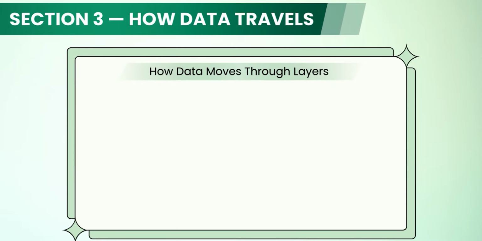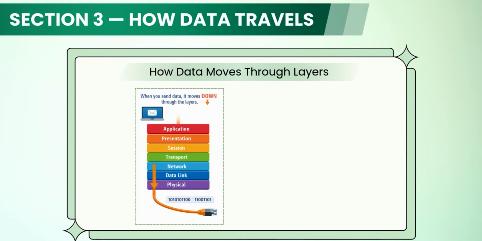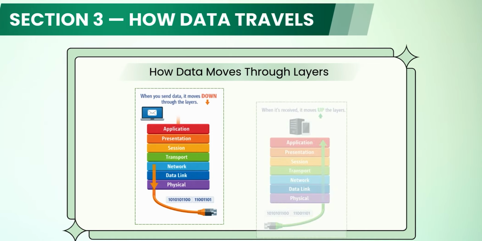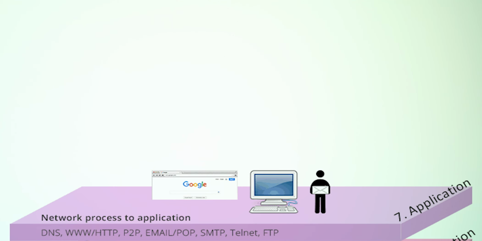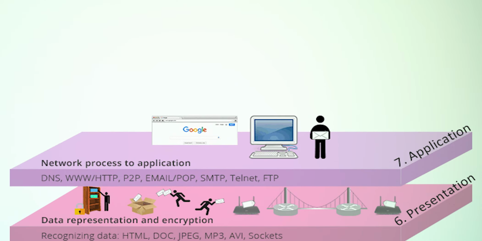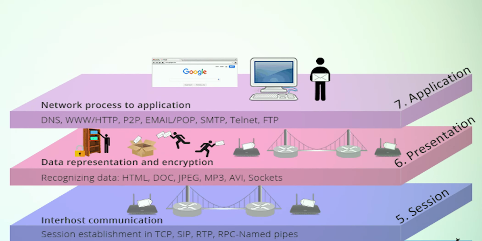How data travels. How data moves through layers. When you send data, it moves down through the layers. When it's received, it moves up the layers. Imagine you're sending an email. The application layer prepares your message. Presentation formats it. Session opens a connection.